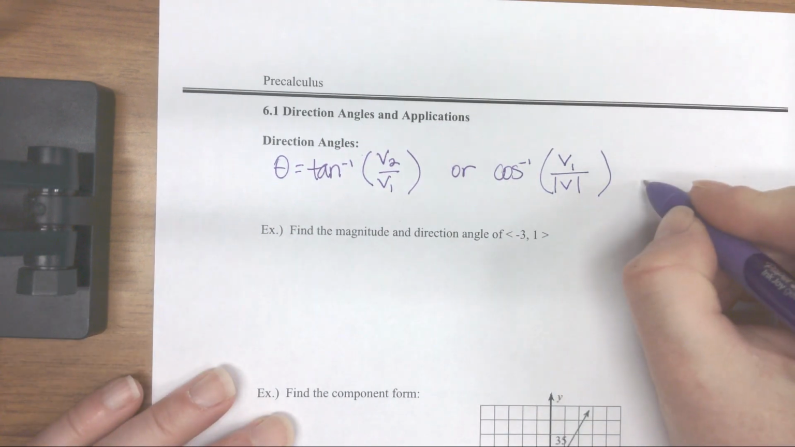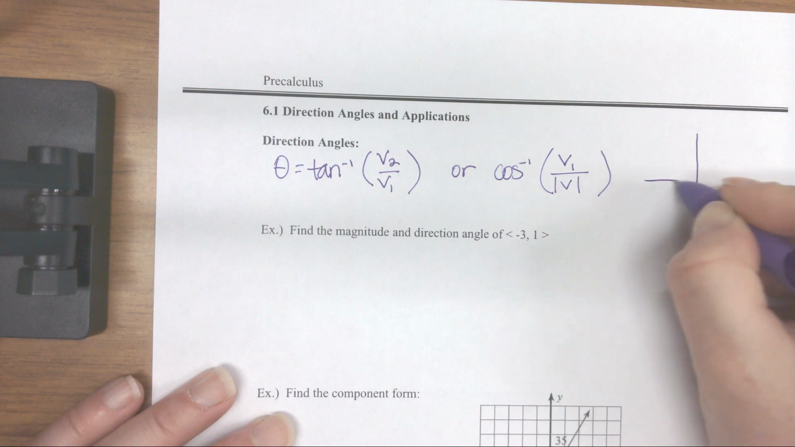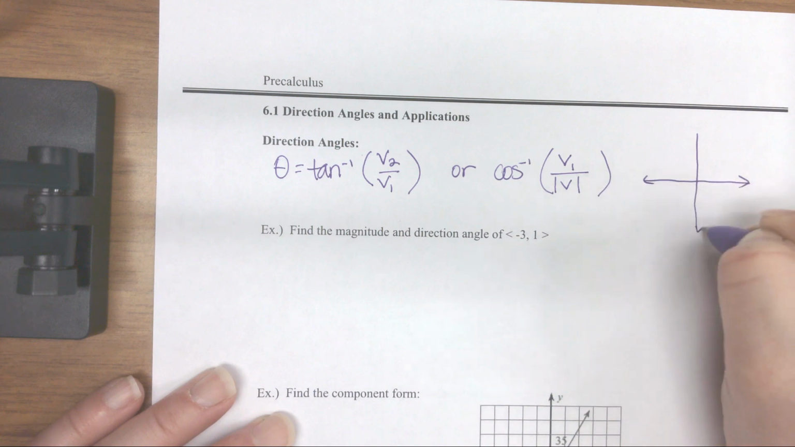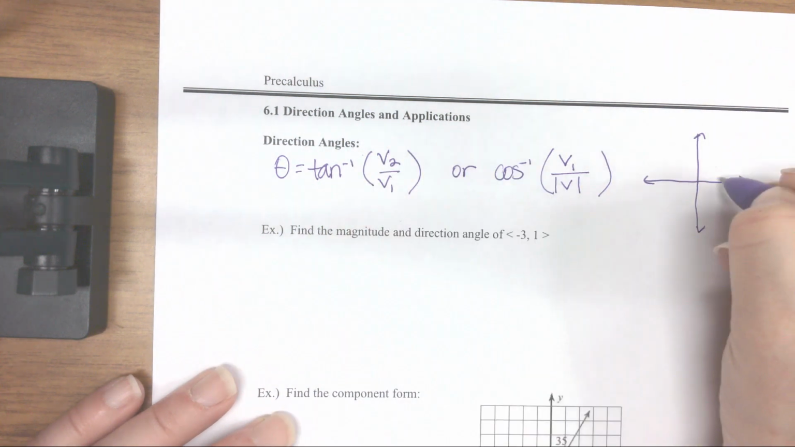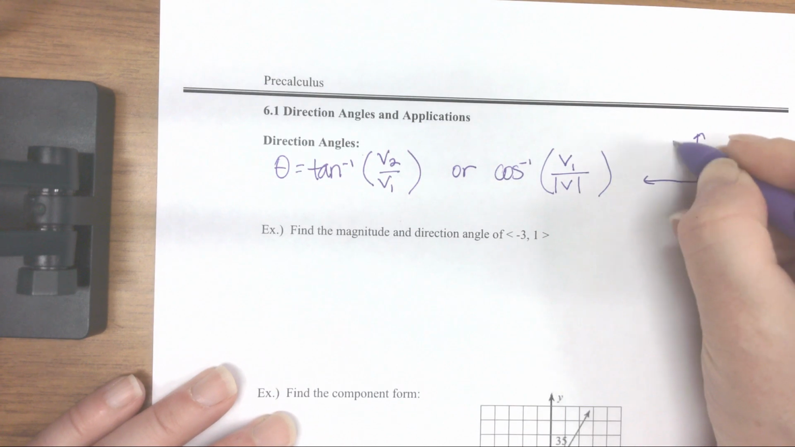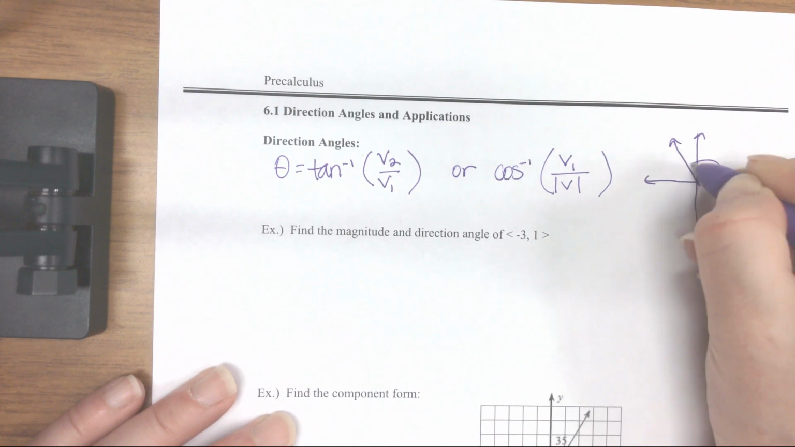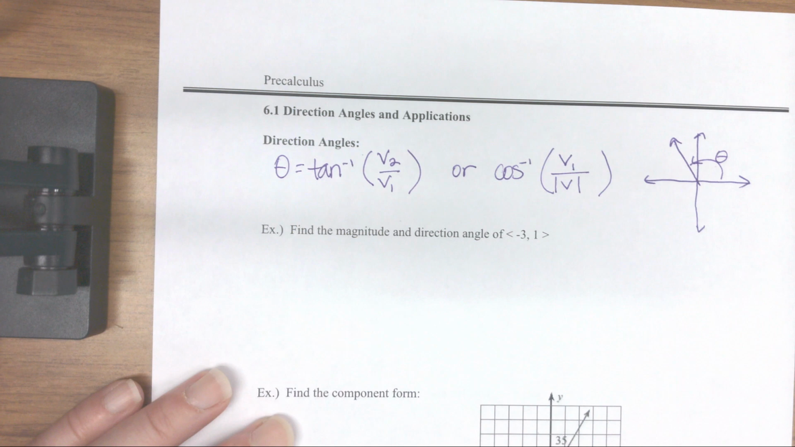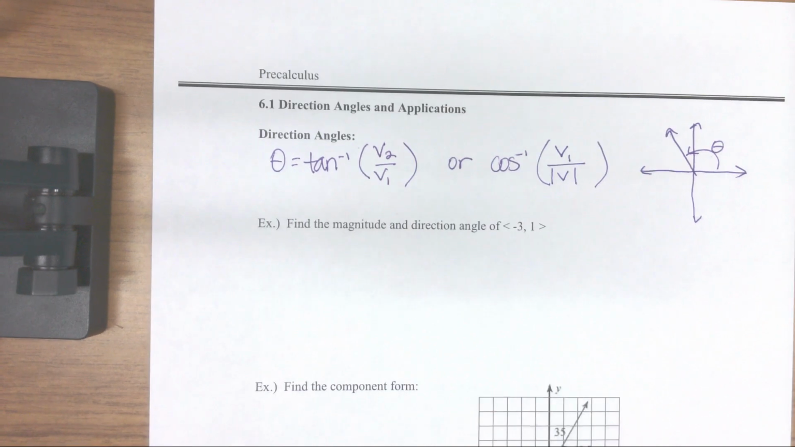Just understand, for your direction angle, you always want your angle to be the angle that is formed from rotating from the standard position. And standard position is if I would go positive out on the x-axis.